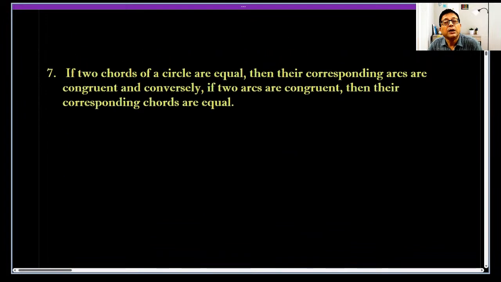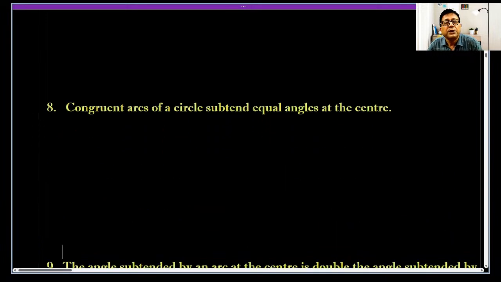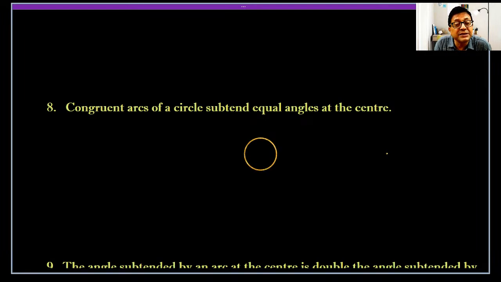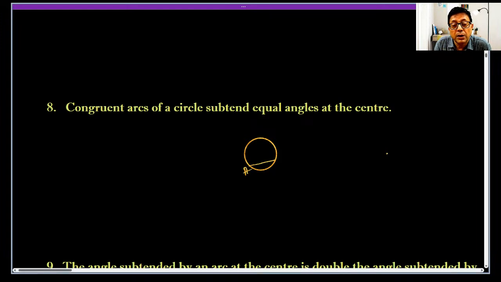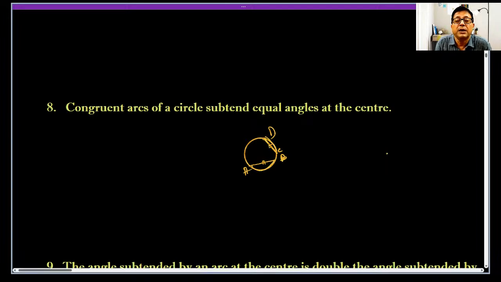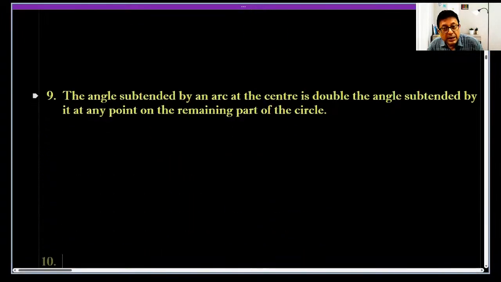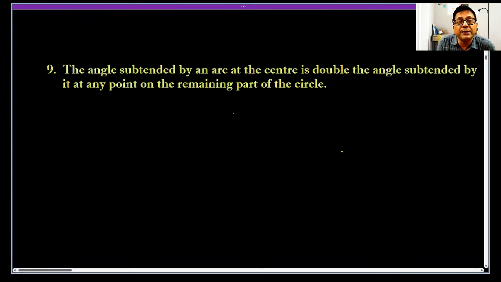Next one, two chords of a circle are equal, their corresponding arcs congruent, and conversely, if two arcs are congruent, then their corresponding chords are equal. Very simple, very easy. Go for next one. Congruent arcs of a circle, same, whatever statement I am giving you, with the help of theorem 7 I just told you. If AB equal to CD, then arc AB must be equal to arc CD and vice versa. And if they are equal chords, they will subtend same angle here. So you can say that arcs also subtend same angles if they are of equal length.